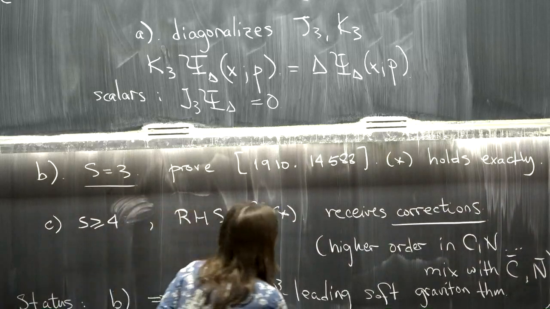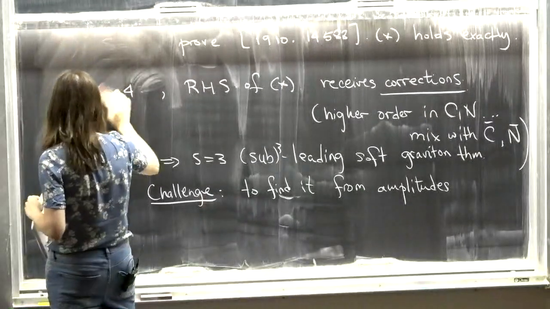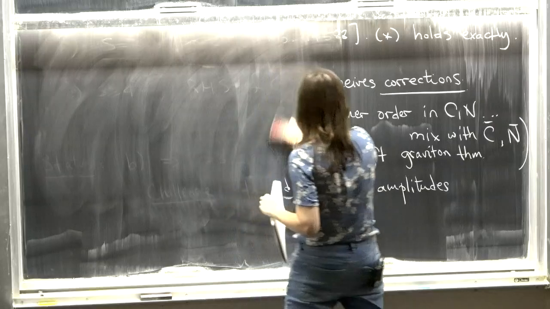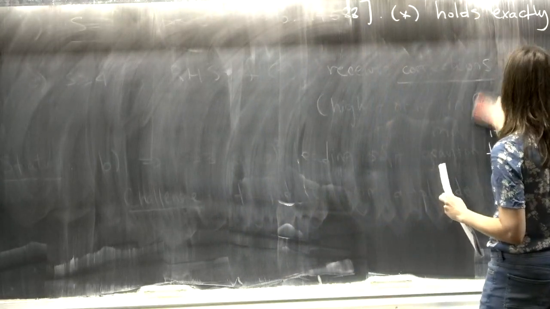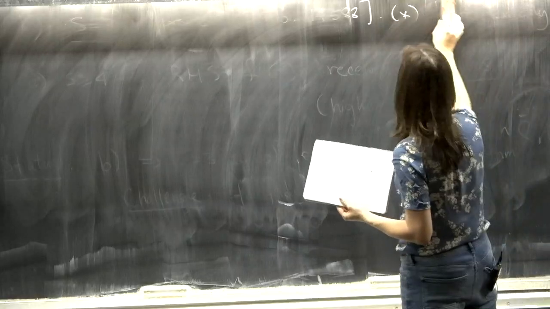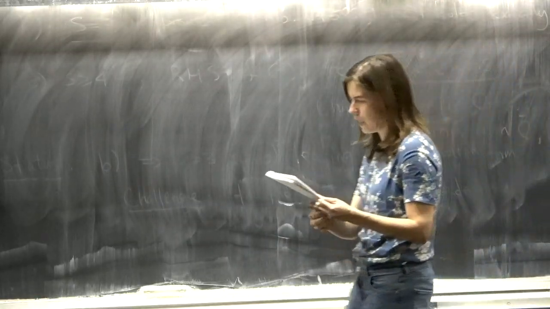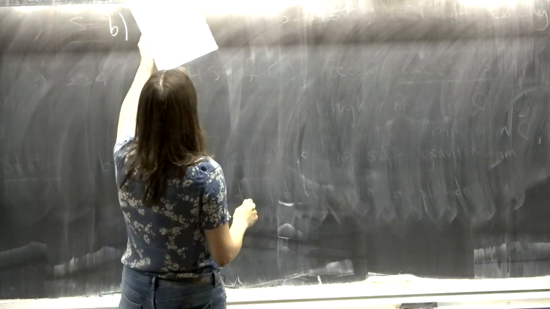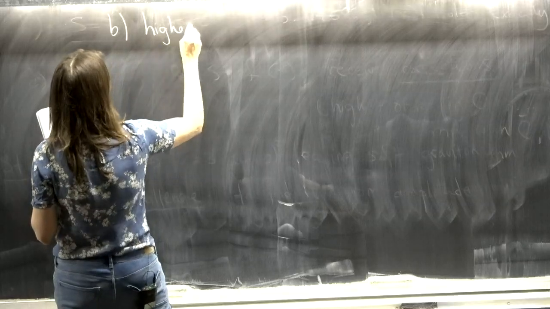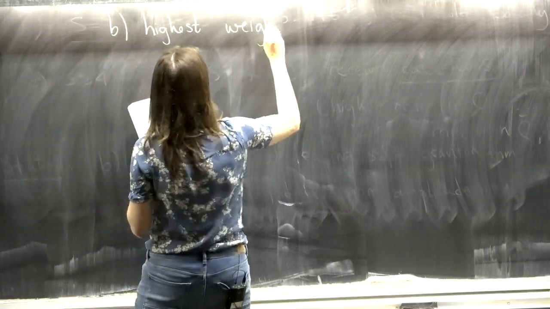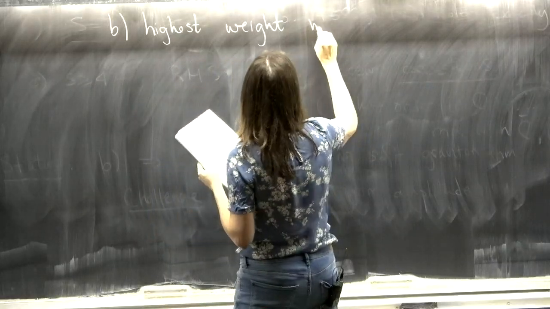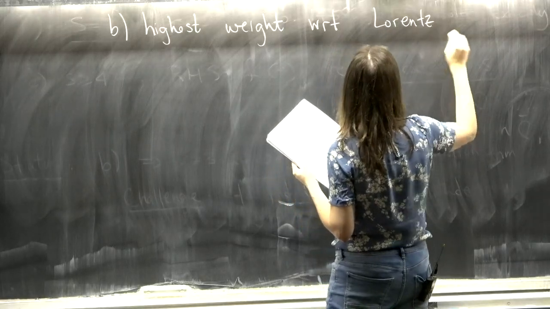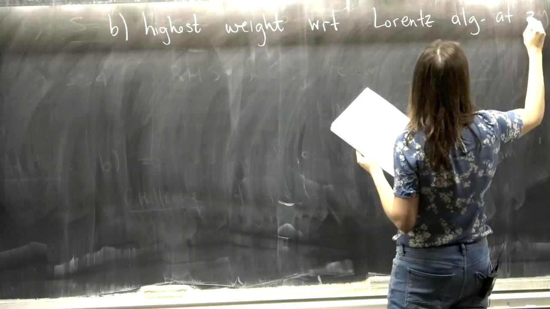And in one of these papers from 2016 by Pasterski, Shao, and Strominger, it was also demanded, and this now addresses one of the questions that was asked before, that these solutions are highest weight with respect to the Lorentz algebra at z equal to 0.